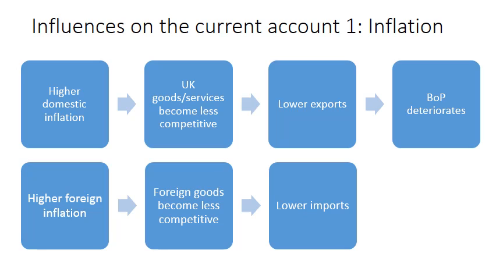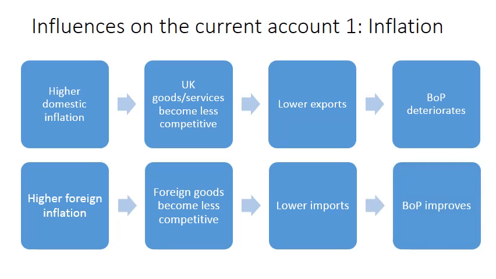And as the M component of X minus M gets lower, X minus M becomes more positive. Remember, it's X minus M, so if M gets smaller, X minus M becomes larger. And so the balance of payments becomes more positive, the balance of payments on the current account improves. So the rates of inflation matter. It's always the same idea: a country's rate of inflation affects how competitive it is, and then that has an impact on the balance of payments.